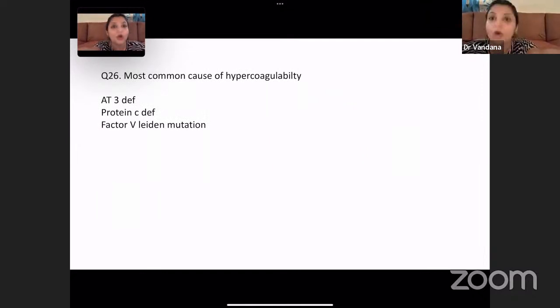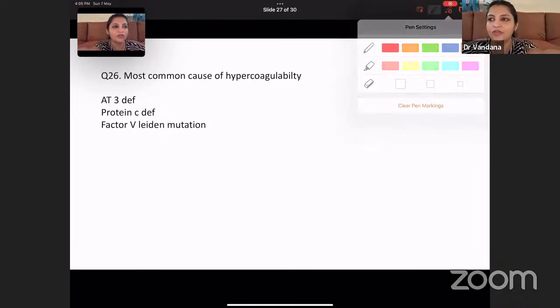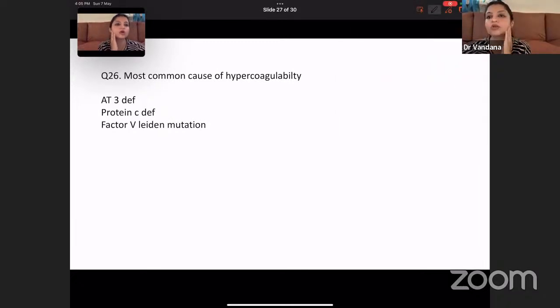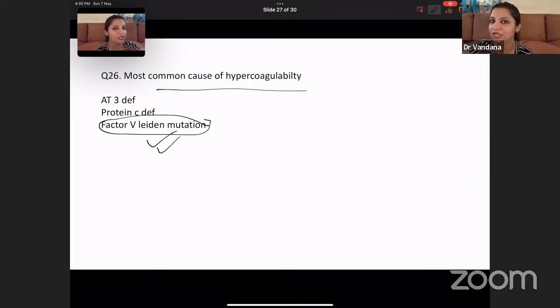So what is the most common cause of hypercoagulability? This is one of my favorite questions. The most common cause of hypercoagulability is always factor V Leiden mutation. I have told you this story so many times: a young person presenting suddenly with stroke, always think of factor V Leiden mutation. It is one of the most common causes of hypercoagulability in our country, and in the world also.